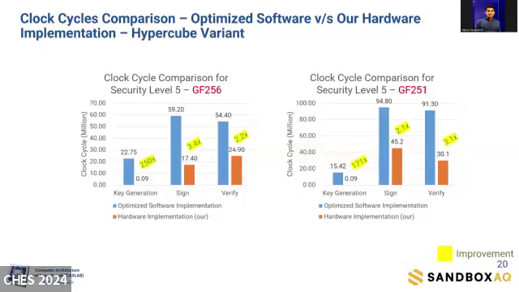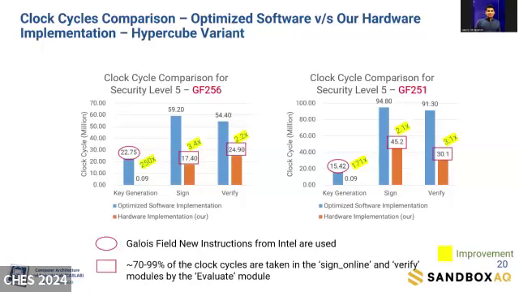And in terms of sign and verify, there is also improvement, but it is not as much as we see in key generation. As mentioned earlier, the lower level prime field arithmetic that we use in the GF251 design also has significant impact in terms of overall clock cycle count when compared with GF256. And this can be seen in both software as well as hardware implementations. In terms of key generation, the GF251 optimized software reference implementation is faster than the GF256 because they use Galois field new instructions from Intel for optimizing some of the lower level arithmetic.